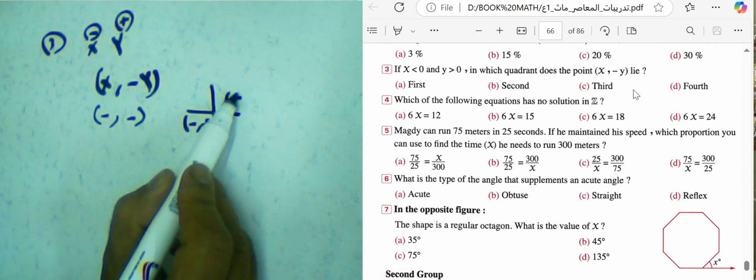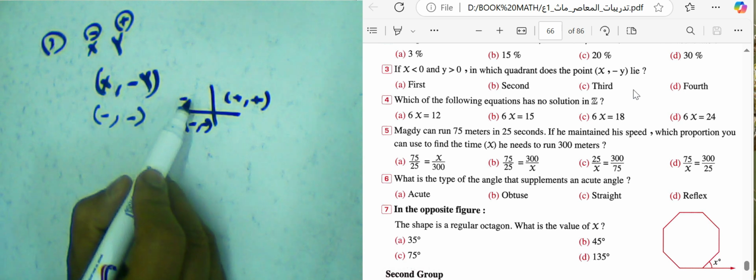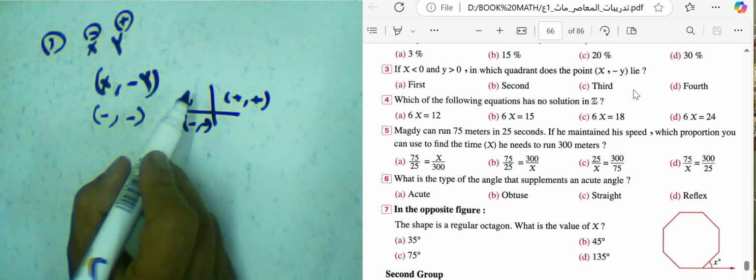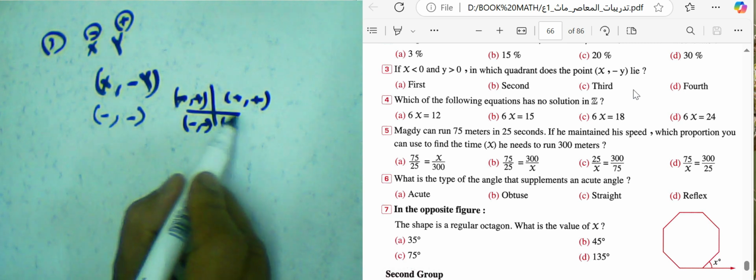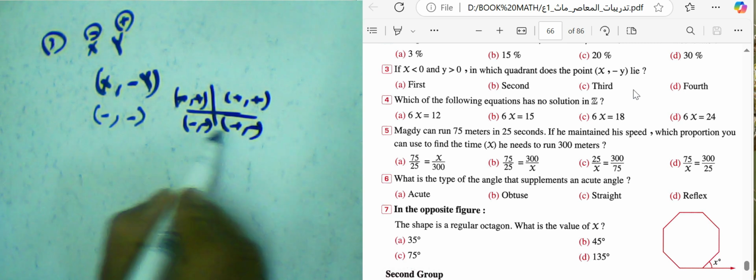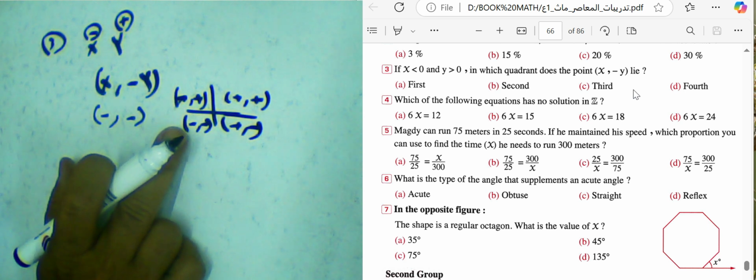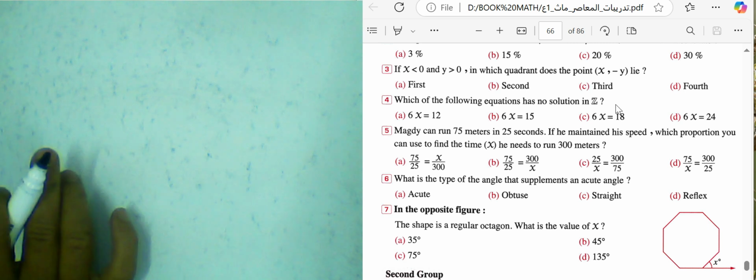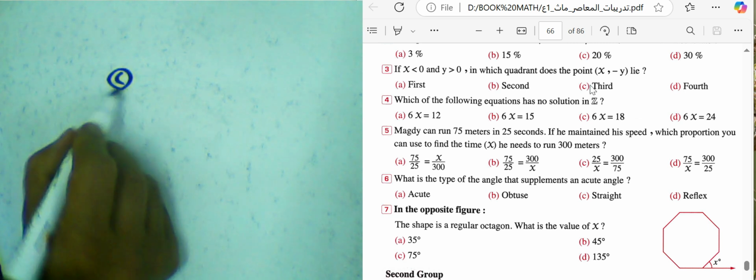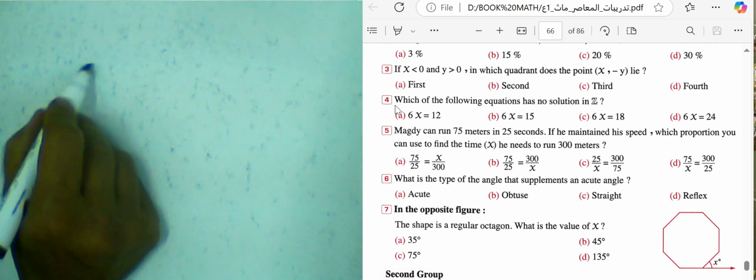We have the first quadrant positive and positive, the second quadrant negative and positive, the third negative and negative, and the fourth positive and negative. So negative and negative lies in the third quadrant. Then the solution will be third. Choose letter C, third quadrant.